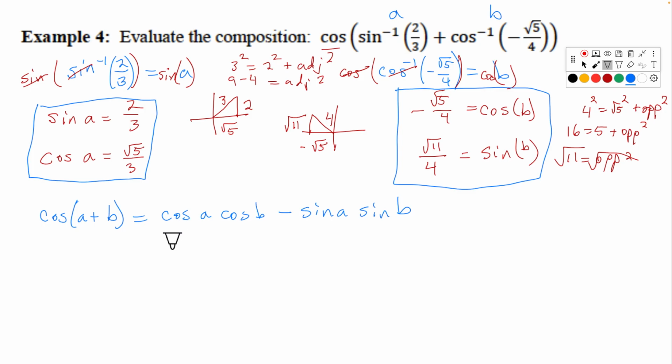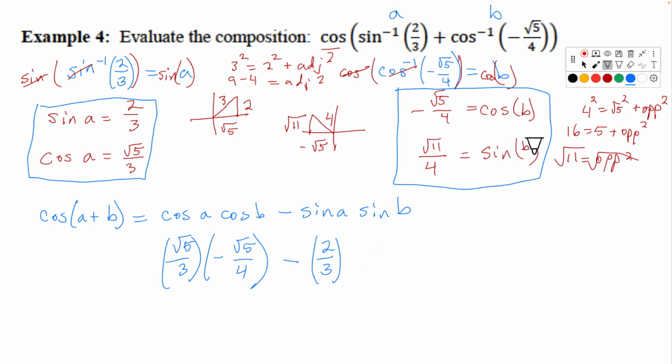Now I just plug in. What is cosine of A? Oh, that came over here. That's square root of 5 over 3. What's cosine of B? It's over here. That's negative square root of 5 over 4. We subtract what's sine of A. Sine of A is over here, 2 over 3.